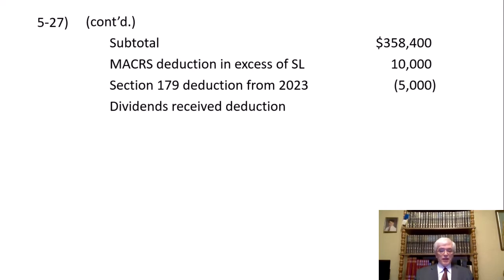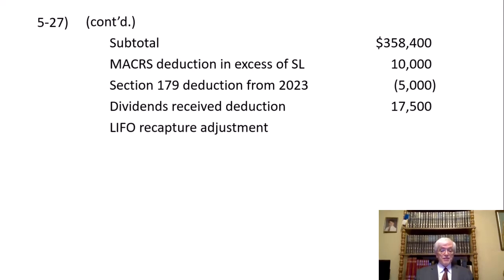There was a dividends received deduction. We have a less than 20% interest in the stock that paid us the dividends, and the dividend we received was $35,000, so we had a dividend received deduction of half of that, $17,500. We have to add that back.